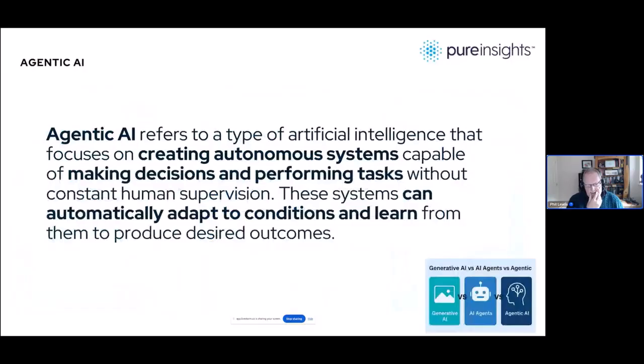This is kind of the summary, if you like, of what agentic AI is all about. It's creating these autonomous systems capable of making decisions and performing tasks without a human in the loop. That's a bit scary, but when you're building these systems, you can put all of these checks and balances in place, so it won't do anything super stupid. But it is something that you do need to think about.